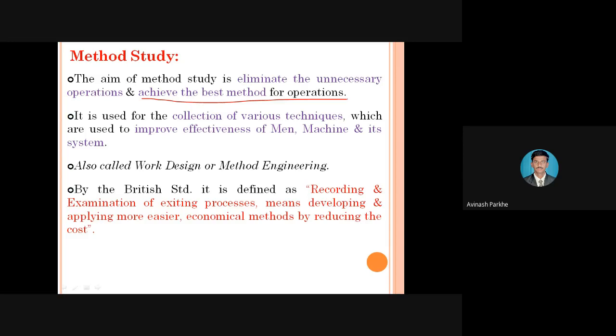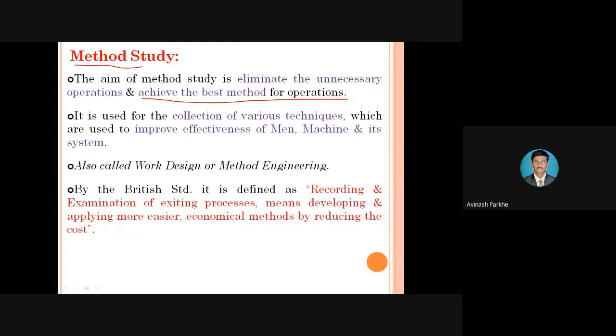If the existing, previous manufacturing process takes 10 hours to convert the raw material into finished goods, but in those 10 hours some unnecessary operations are also present, what I will do is apply this method study concept to the existing process. From the analysis, if I eliminate the unnecessary operations, you will get a new method, and for that new method only 9 hours are required to convert the raw material into finished goods.